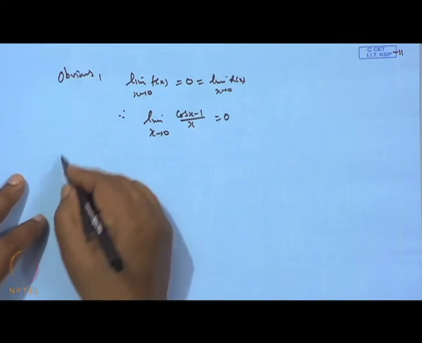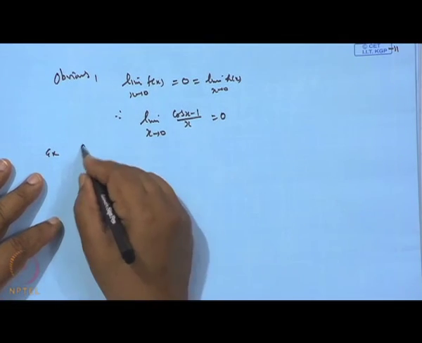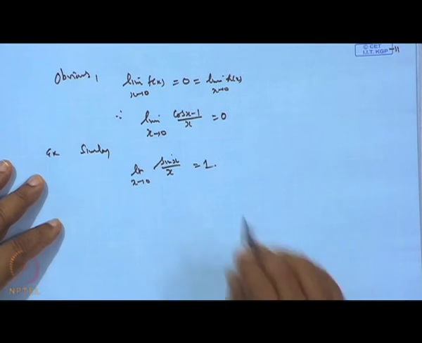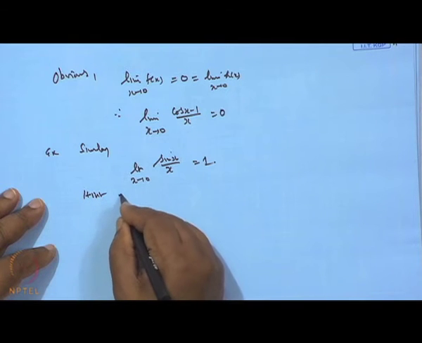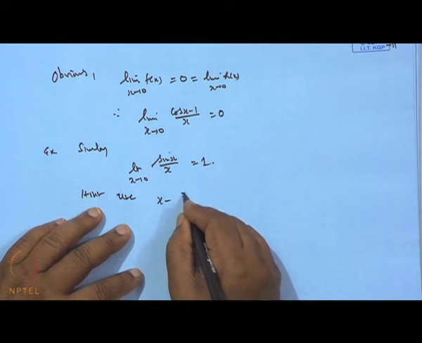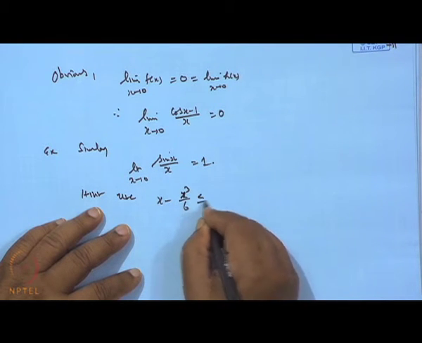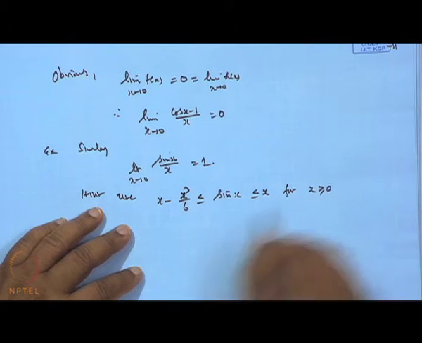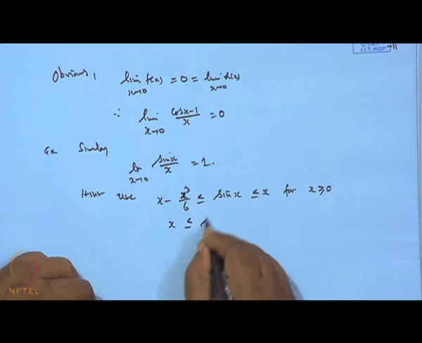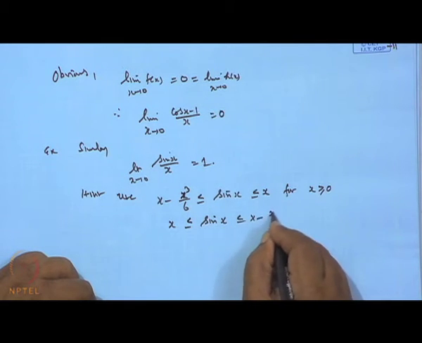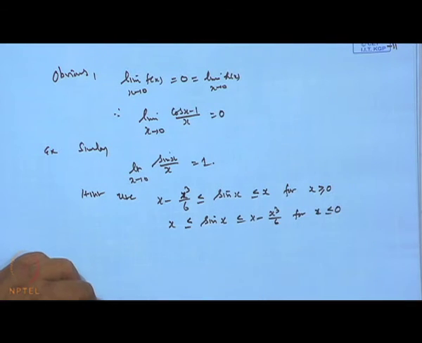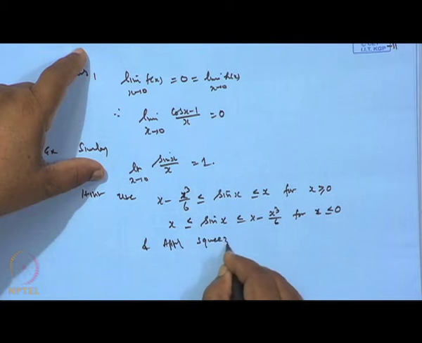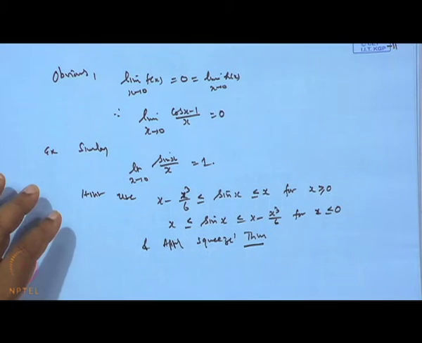And similarly, we can show the similar result for sin x. Similarly, we can prove that the limit of sin x by x as x tends to 0 is 1. This I am just dropping. The hint is to use this inequality: x minus x cube by 6 is less than or equal to sin x, which is less than or equal to x for x greater than or equal to 0, and x is less than or equal to sin x, which is less than or equal to x minus x cube by 6 for x less than or equal to 0. So use this and apply the Squeeze theorem, and you will get this result quickly.